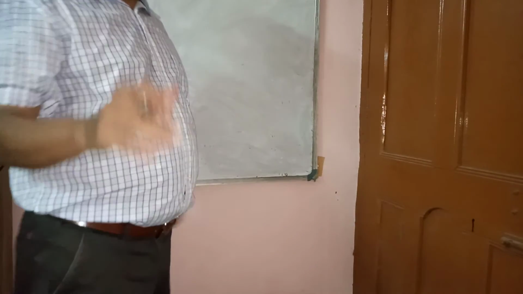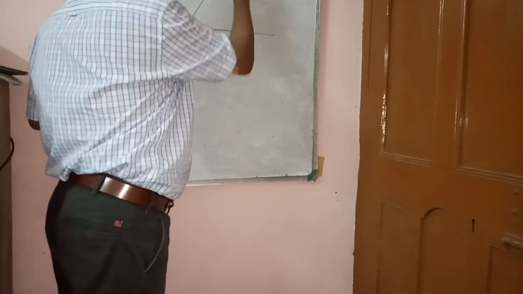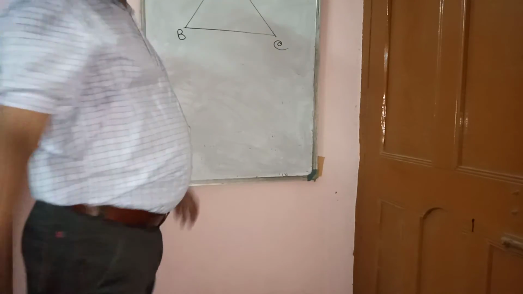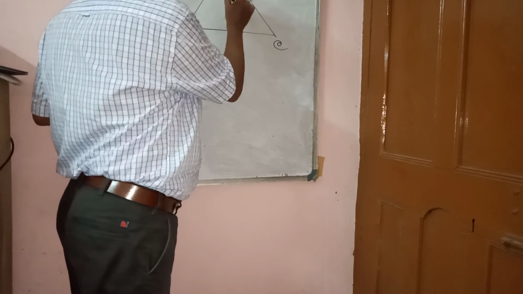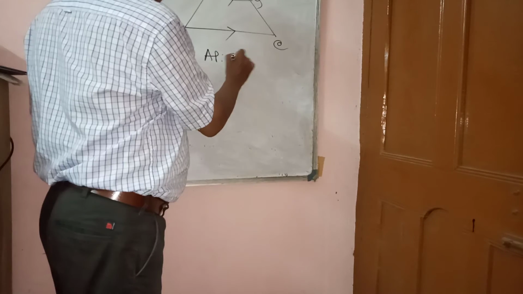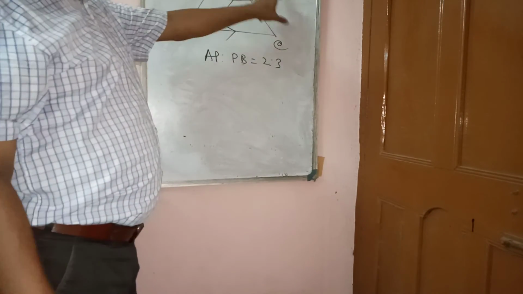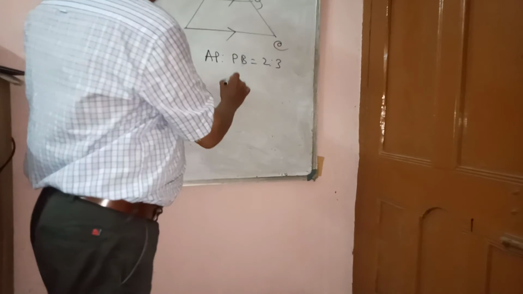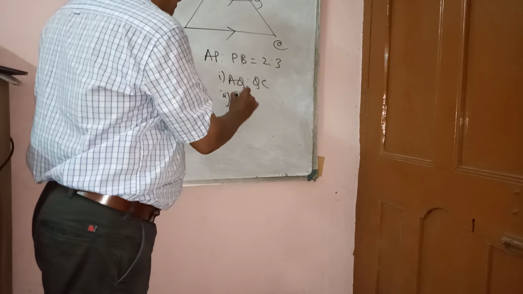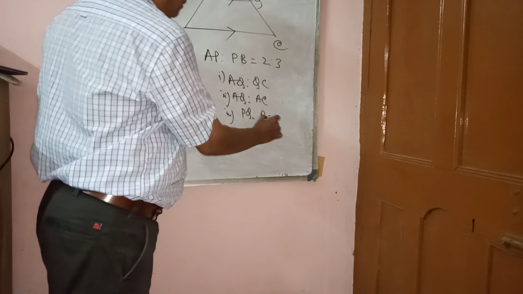See, suppose I am giving one problem. Look here. Triangle ABC is given, and PQ is parallel to BC. Suppose the ratio AP to PB is 2:3. Find number 1, AQ to QC; number 2, AQ to AC; number 3, PQ to BC.